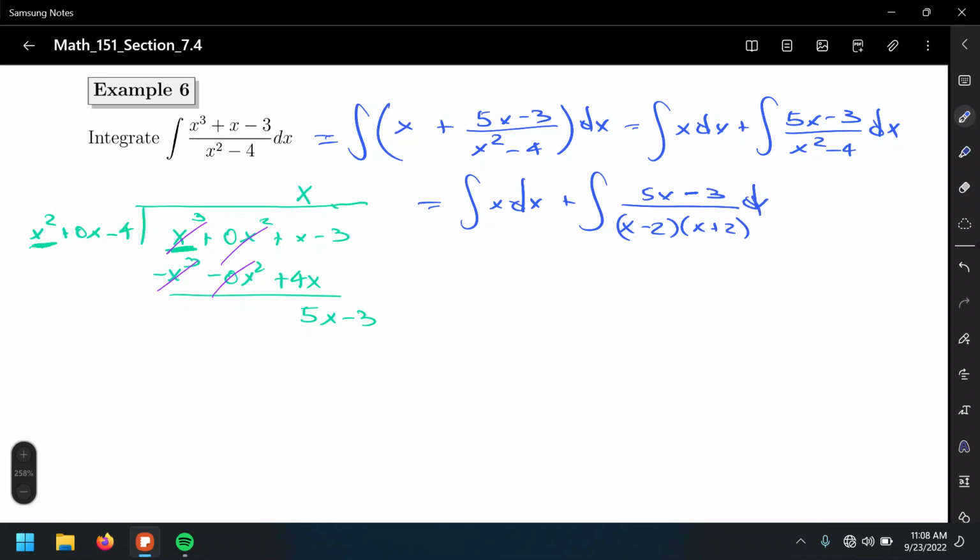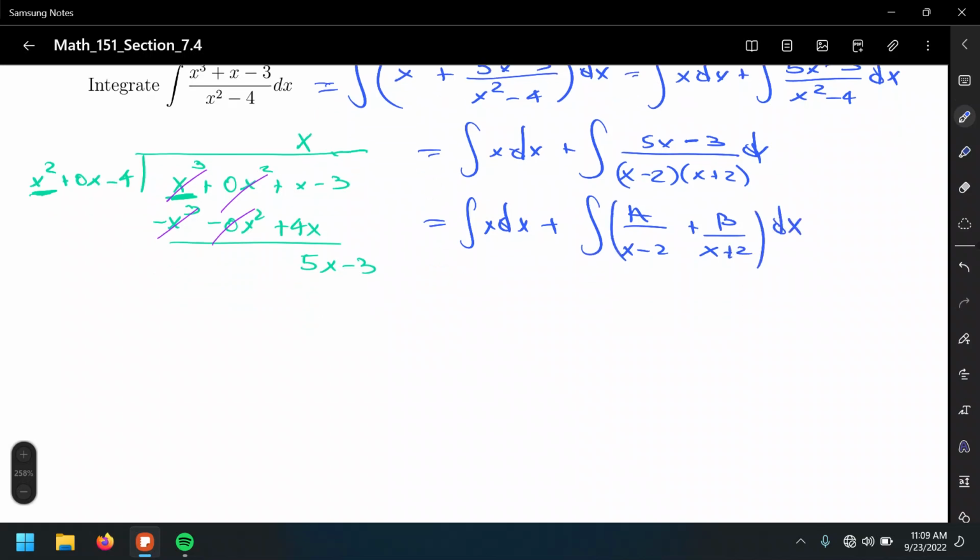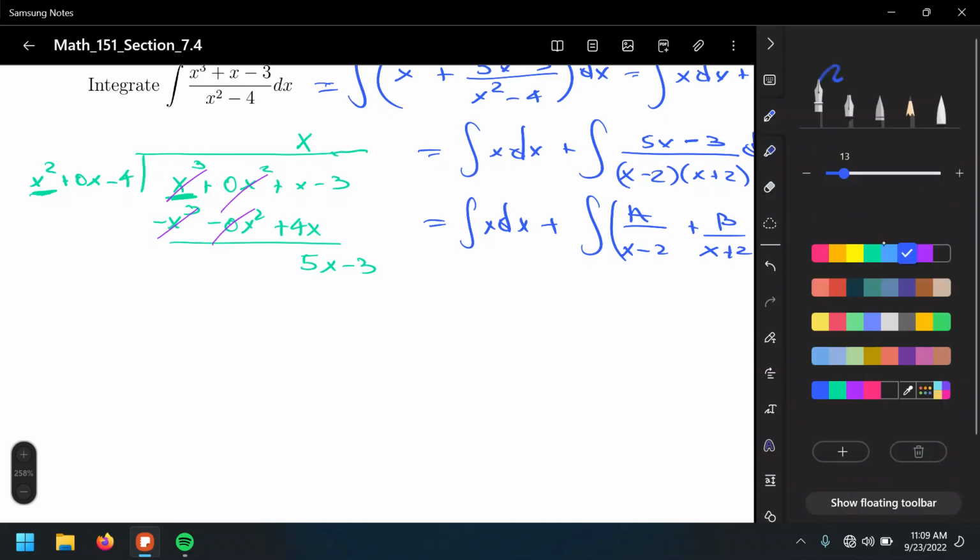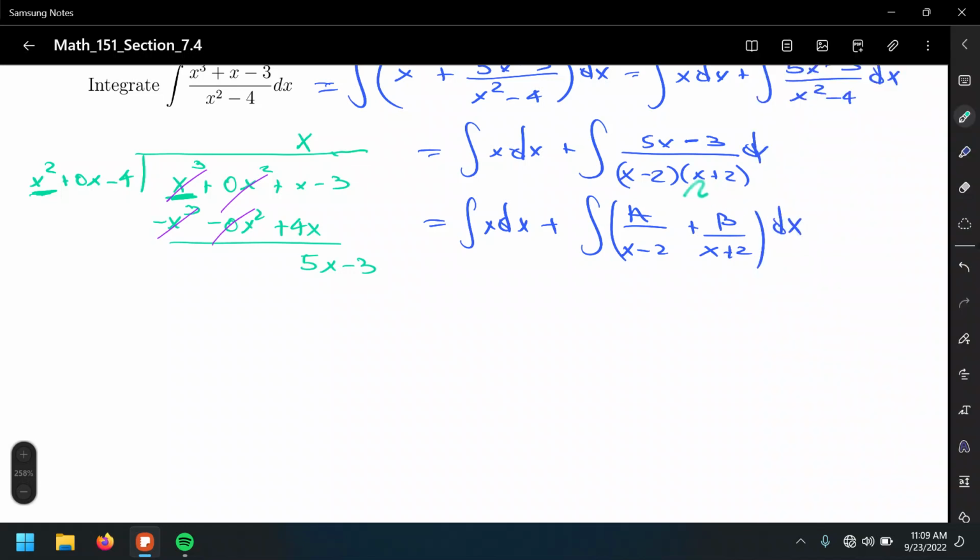Right? And in this case, we will split the integral: the integral of x dx plus the integral of a over x minus 2 plus b over x plus 2 dx. Alright, so let's focus on this integral. We need to find the constants a and b that actually split this integral, right? So we're going to set these two quantities equal to one another.